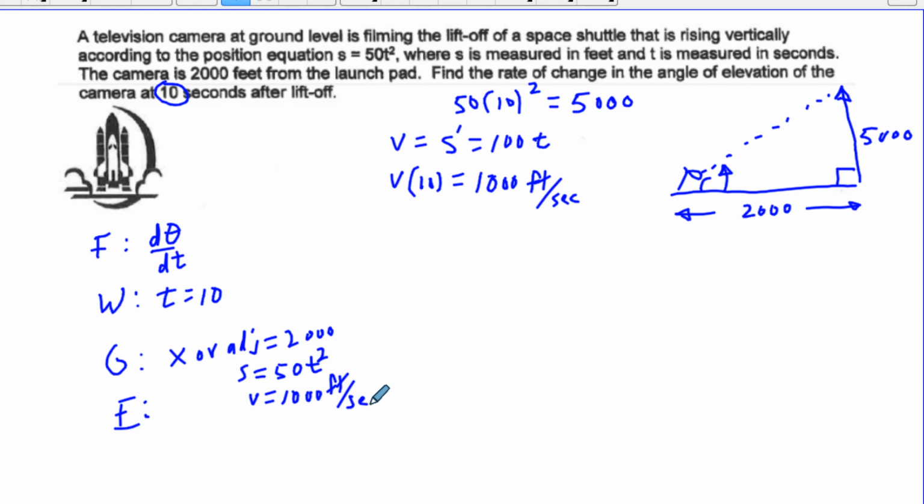Okay, what equation is going to relate everything here? Well, it's going to be tangent. Tangent theta is going to be equal to, okay, so let's go ahead and put that equation into practice. We have tangent theta equals y over 2,000.